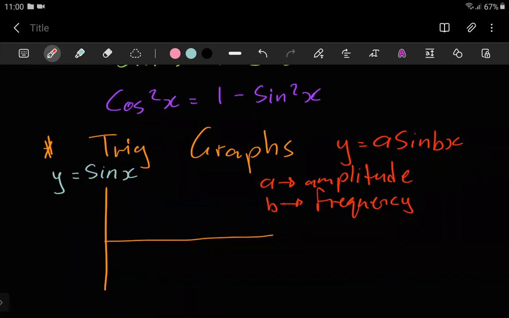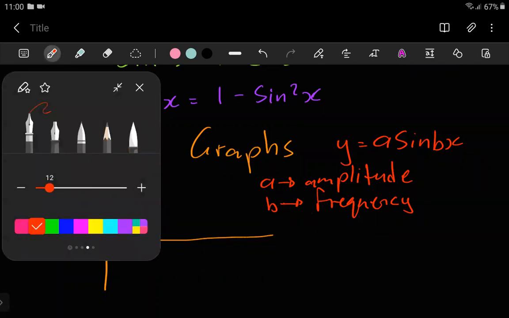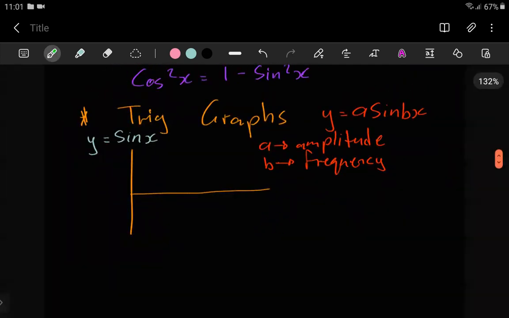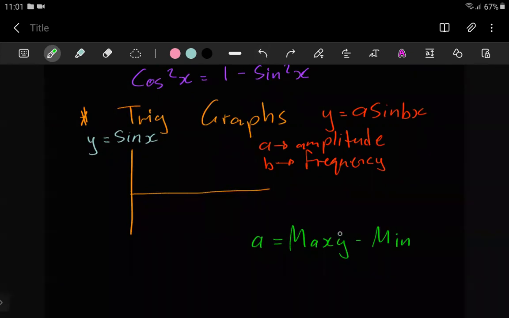So what we know is that A is the amplitude, B is the frequency. What we need to keep in mind is that the formulas for each of these are as follows. For A, it looks like this: the maximum Y value minus the minimum Y value, and then you divide by 2. This will always give you the amplitude.